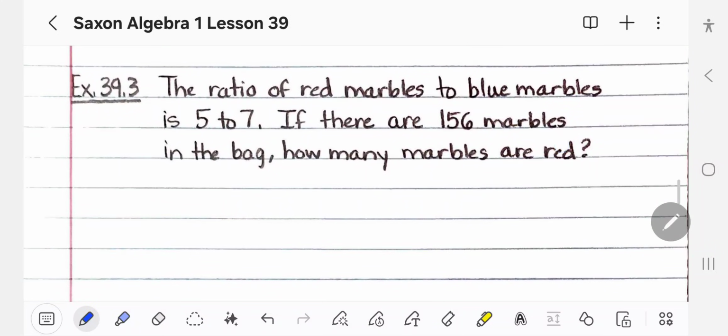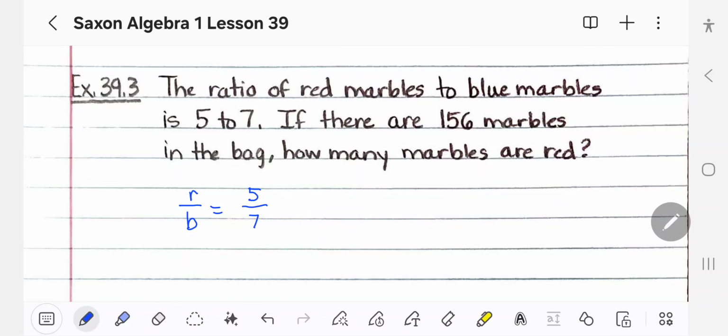All right. Based on a previous lesson where we worked with ratios, we know that we can say the ratio of red marbles to blue marbles is equal to 5 to 7. For every 7 blues, there's going to be 5 reds. So if you had 14 blues, you could expect you'd have 10 reds, right? Because if you doubled the blues, you would double the reds. And that ratio would hold the same throughout the bag of marbles.